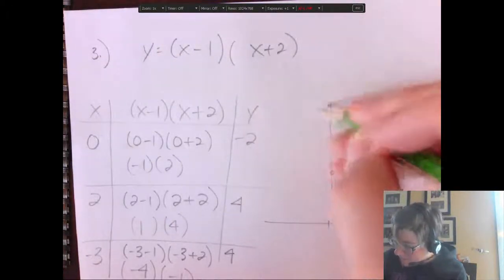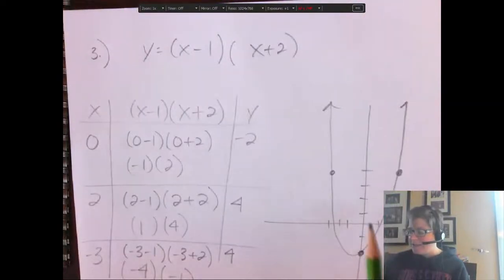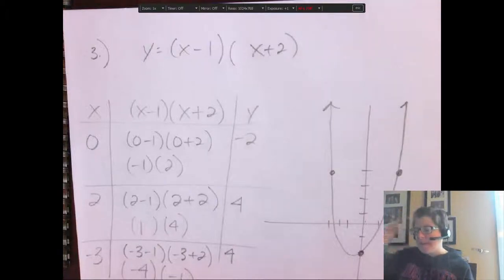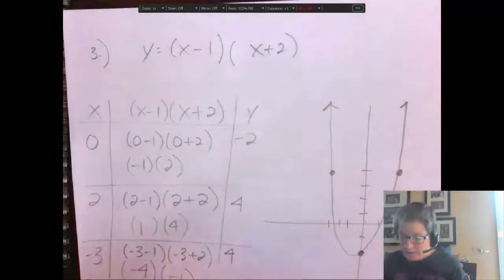We don't know exactly where the vertex is, but I just did one at 0, one below and above, but there's our graph. So you can graph them still by hand. Let's put this in the calculator.